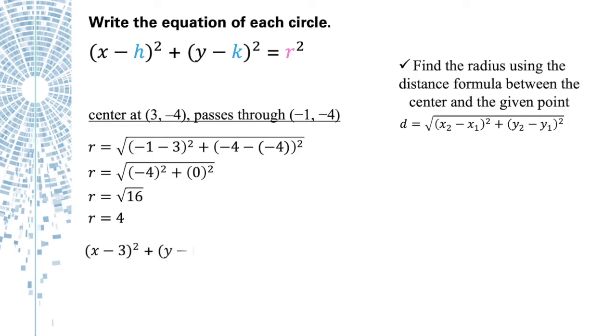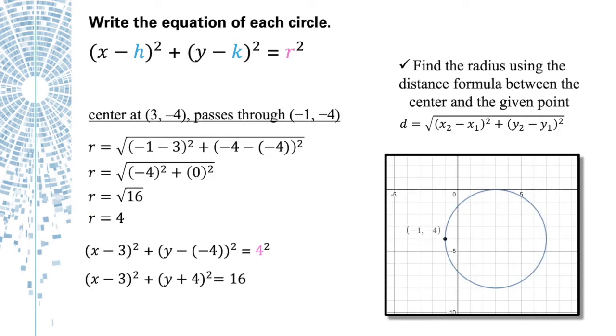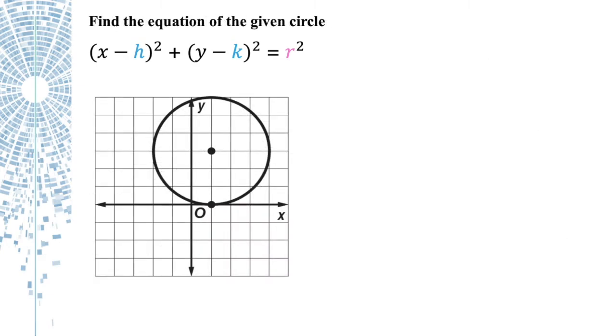And now we're back to what we were doing before. So we take the center, plug it into the equation, take the radius, plug it into the equation, and we've got an equation of (x - 3)² + (y + 4)² = 16. And there's our circle. Now, can we do it if we start with a picture?